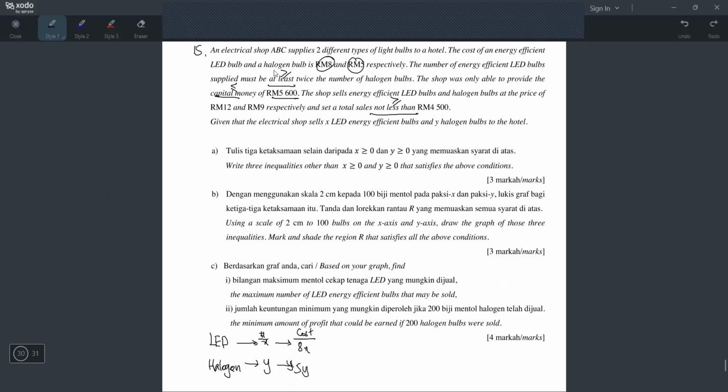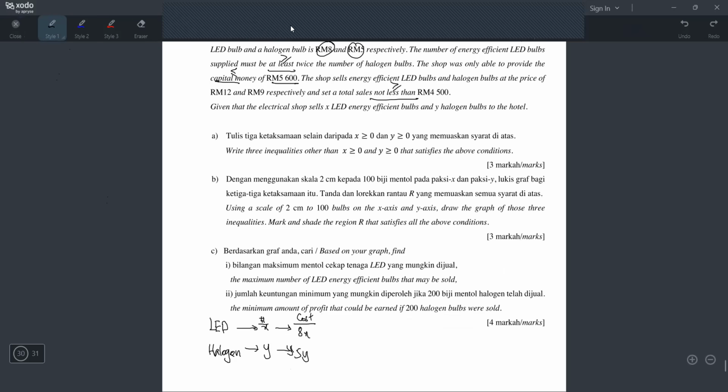Number of LED supplied must be at least twice the number of halogen. So we are talking about the number of LED, so X. At least twice the number of halogen. So the symbol for at least is bigger than or equal to twice halogen. So X bigger than or equal to 2y. Okay, so I'm actually doing A already, because A asks you to write three inequalities. So this is the first one.